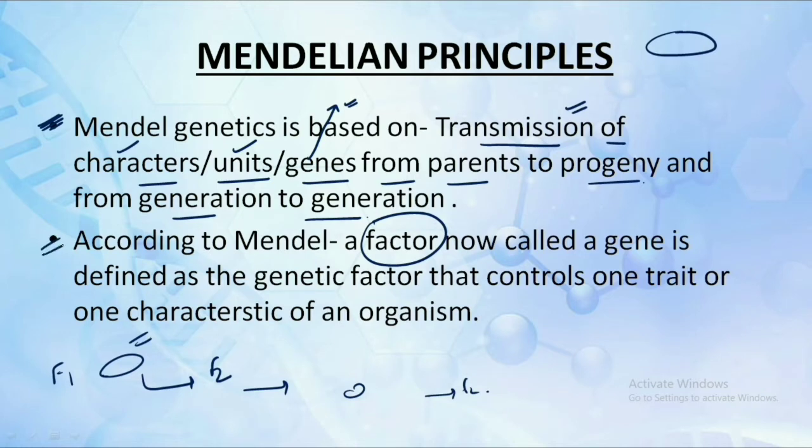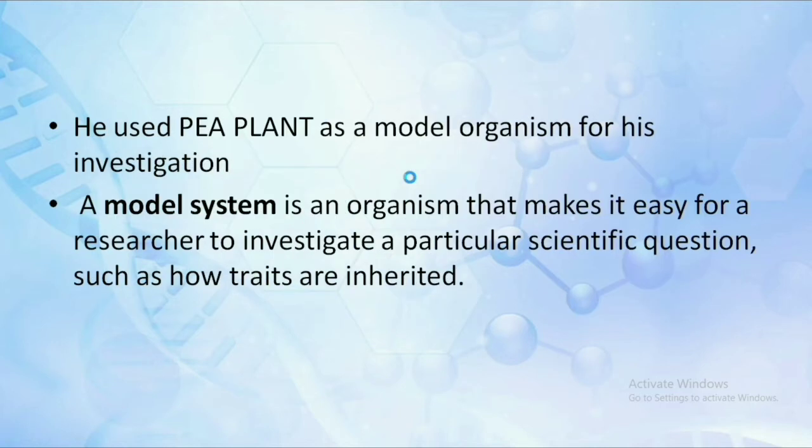According to Mendel, a factor, which is now called a gene, is defined as the genetic factor that controls one trait or one characteristic of an organism. So according to Mendel, when a particular organism has any specific character, that character is controlled by one gene, which is now called a gene. Earlier it was given the name of factor. So now let's move ahead.